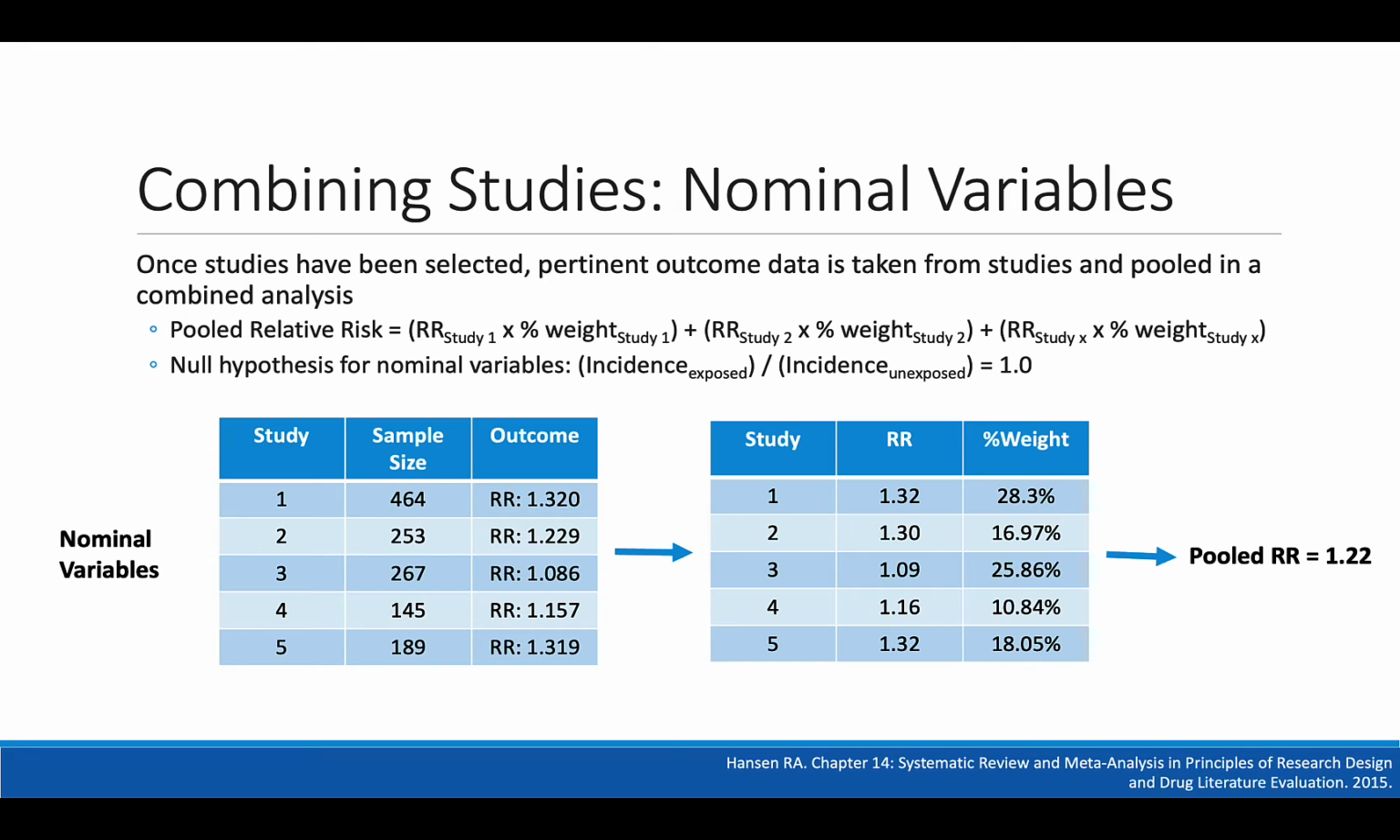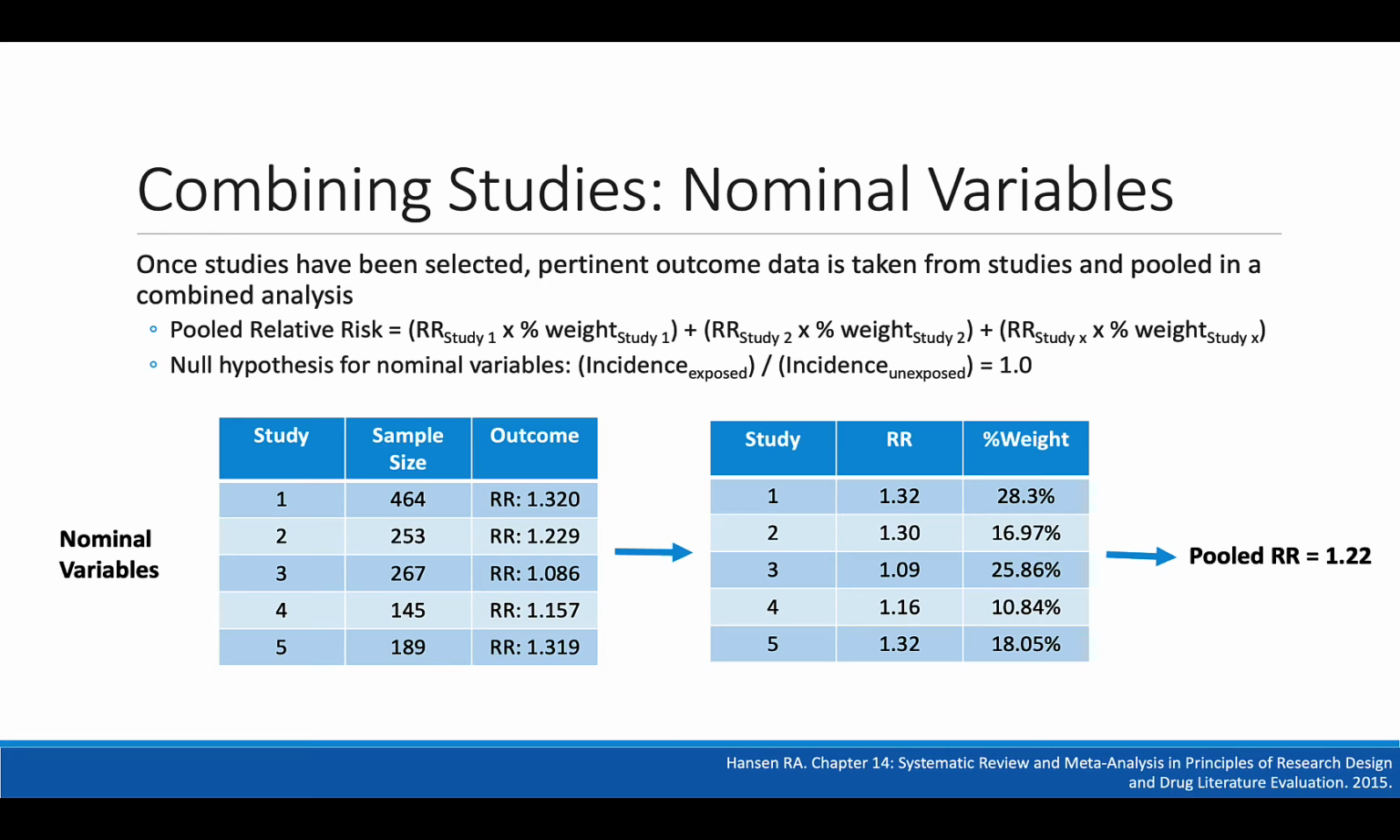Once we have our studies, we take patient outcome data from each individual study and then pool it in a combined analysis. So in this example, let's say that we've asked a study question and we have 5 different studies which have varying sample sizes and varying outcomes. To have a pooled relative risk, it's a little bit more complicated than just taking the average of each individual study. Rather, we weight each study based on some sort of criteria.